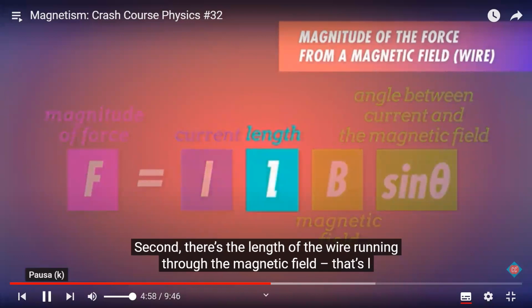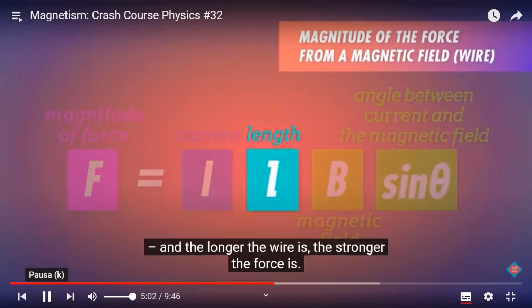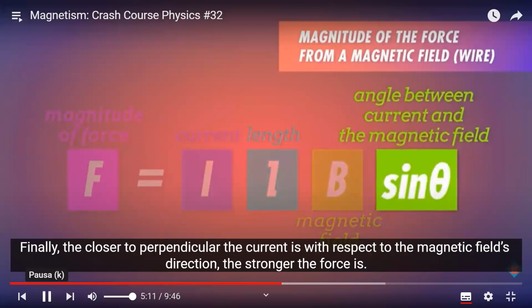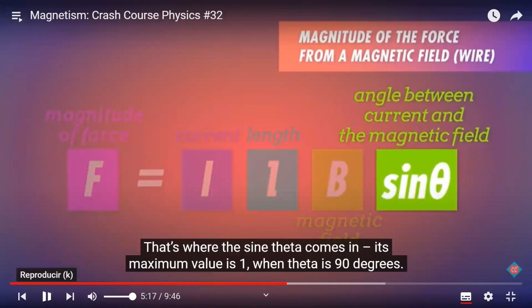Second, there's the length of the wire running through the magnetic field. That's L. And the longer the wire is, the stronger the force is. Third, there's the magnetic field B. And the stronger B is, the stronger the force. Finally, the closer to perpendicular the current is with respect to the magnetic field's direction, the stronger the force is. That's where sine theta comes in.